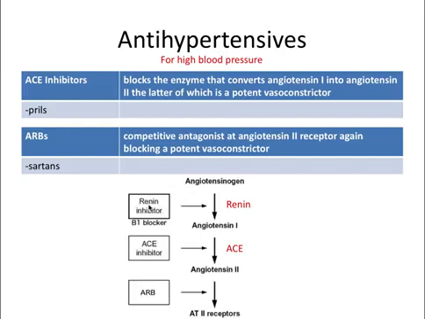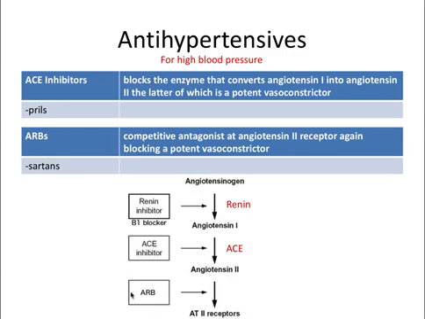A renin inhibitor would be like a beta-1 blocker. So that's an adrenergic antagonist like metoprolol, which we talked about a bunch in the last video on autonomic nervous system pharmacology. We could also use an ACE inhibitor, which would block step number 2. The ACE inhibitors all end with pril. So lisinopril is a prime example of an ACE inhibitor. So this one's going to block the enzyme ACE that converts angiotensin 1 to 2, the latter of which is a potent vasoconstrictor, which we just talked about.